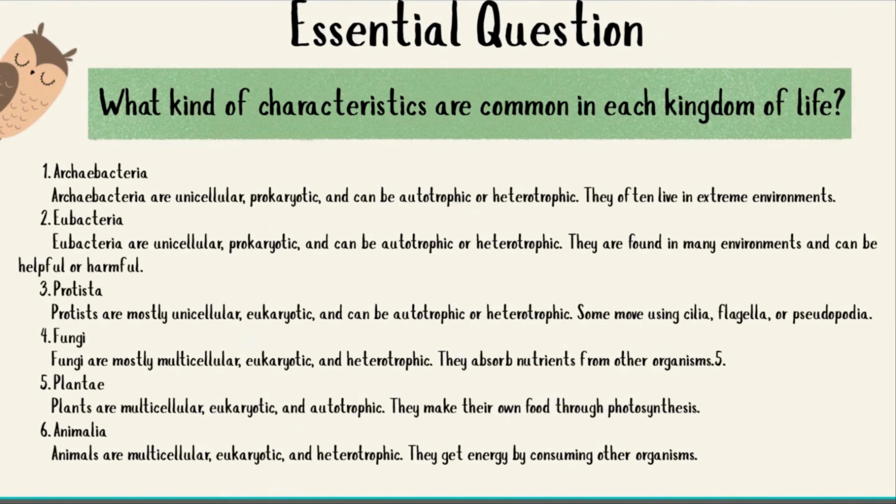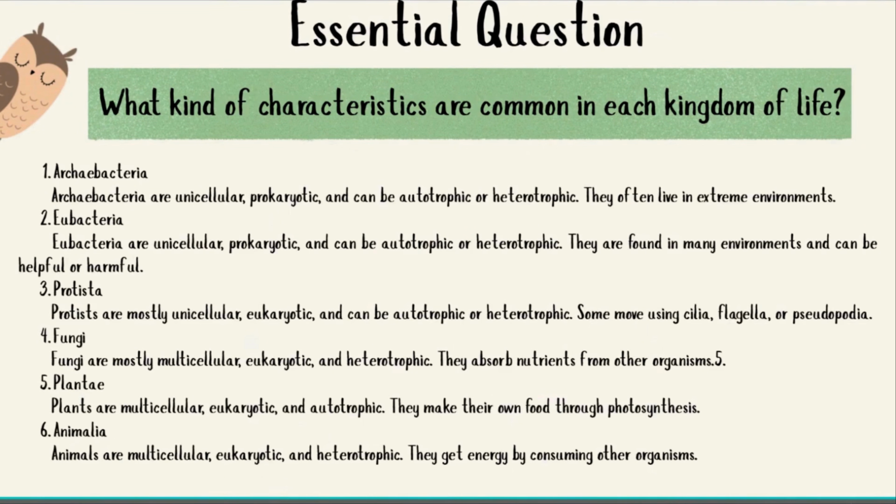Second comes our eubacteria. Eubacteria are unicellular. They are prokaryotic, but again, just like archaebacteria, they can be autotrophic or heterotrophic. They are found everywhere, all around you, many environments, and they can be helpful or they can be harmful.